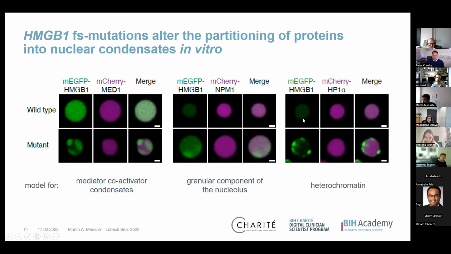They also checked whether a mutant HMGB1 appeared in condensates that usually would resemble heterochromatin. This is the case. Usually it's not there. And now in these condensates, it appears, but again, at the border of the condensates.